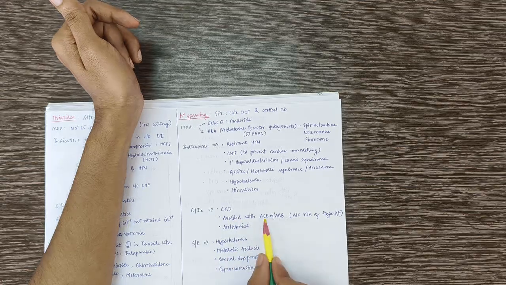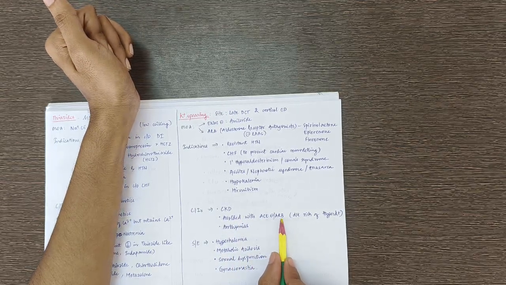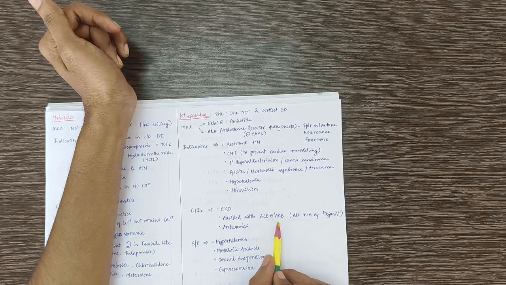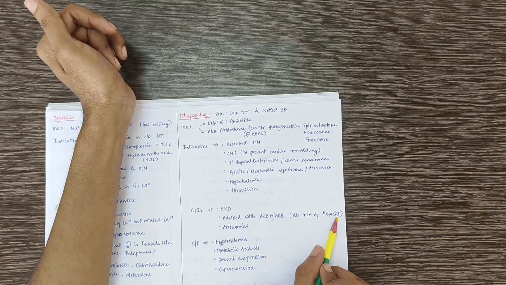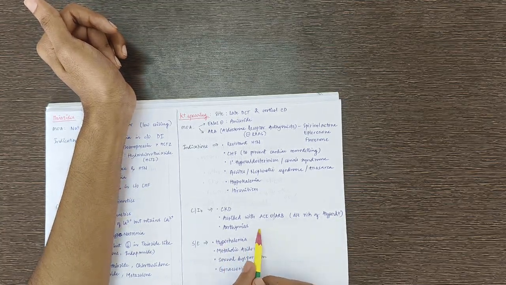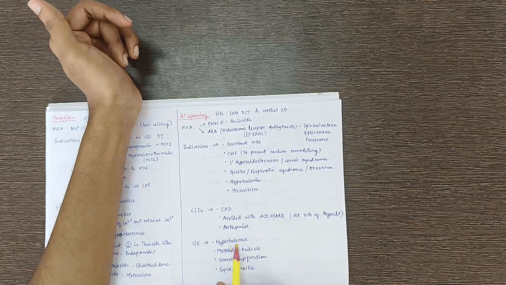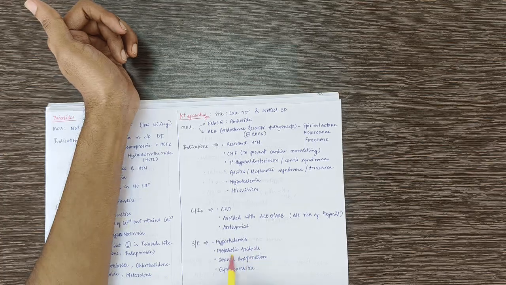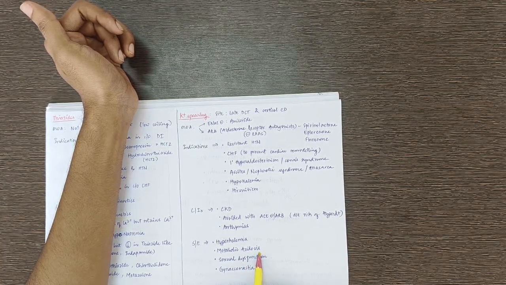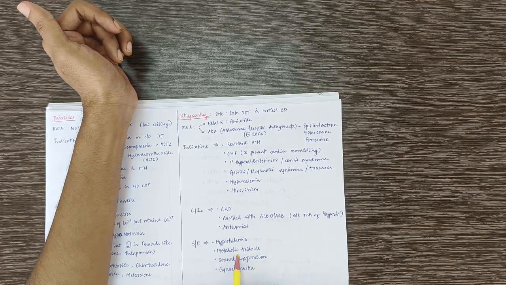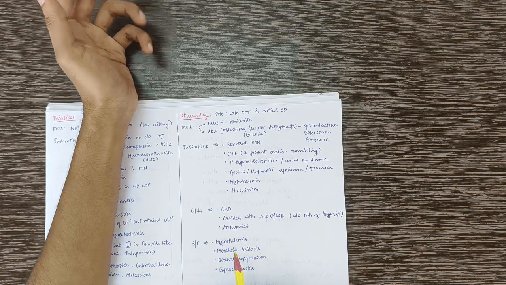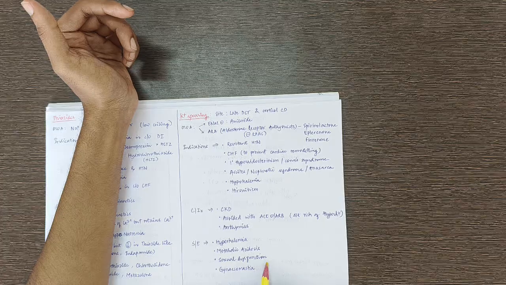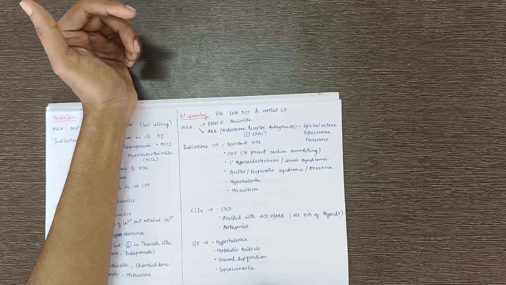Contraindications. CKD should not be given with ACE inhibitors or ARBs because these also cause hyperkalemia, and if you give potassium sparing again, the hyperkalemia will be more. Arrhythmias also, because hyperkalemia will precipitate arrhythmias. What are the side effects? Hyperkalemia, I told you it is sparing potassium. Metabolic acidosis. Why? Because K plus is a positive ion, it will exchange with hydrogen and it causes metabolic acidosis. Then sexual dysfunction in case of early treatment and gynecomastia in case of chronic treatment.